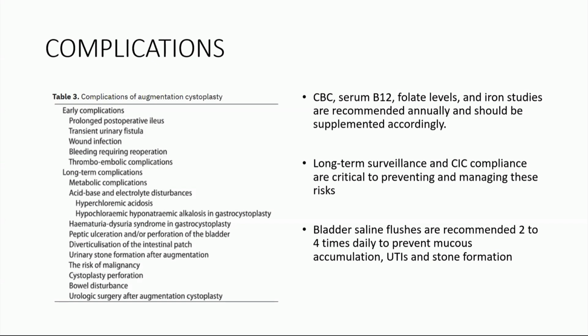Despite its impressive bladder outcomes, and this and many other studies in the past, augmentation cystoplasty comes with significant short and long-term risks, which depend upon what segment of bowel we are using. These include bladder calculi, UTIs, mucus production, bladder perforation, metabolic and electrolyte disturbances. So it's very important to do the long-term surveillance and ensure that CIC compliance is there to prevent and manage these risks. Bladder saline flushes are recommended 2 to 4 times a day to prevent the mucus accumulation, UTIs, and the stone formation.